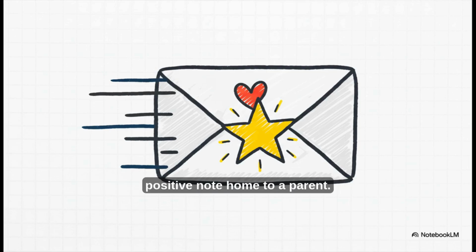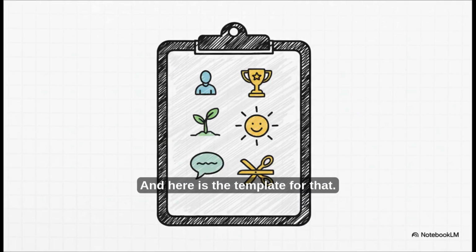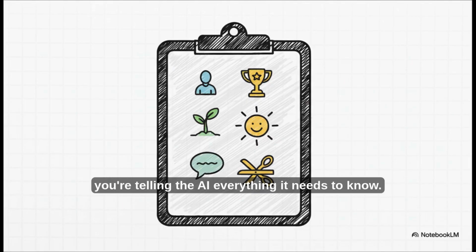Sending that really great positive note home to a parent. We want it to be special and meaningful, but we also need it to be fast. And here is the template for that. See, just by filling in these simple blanks, you're telling the AI everything it needs to know.